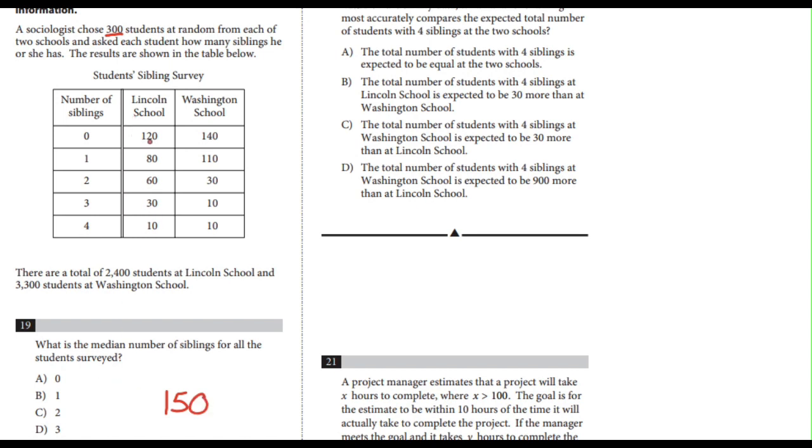So for Lincoln School, the first 120 people had 0 siblings, and then the next 80 had 1 sibling. So the 150th person falls in this 1 sibling category. The same is true for Washington School. For 0 siblings, there's 140 people, and then the 150th person would be in this category with 1 sibling, which will be answer choice B.